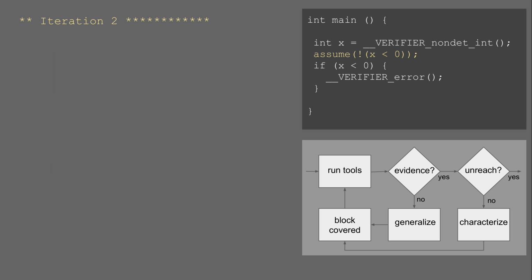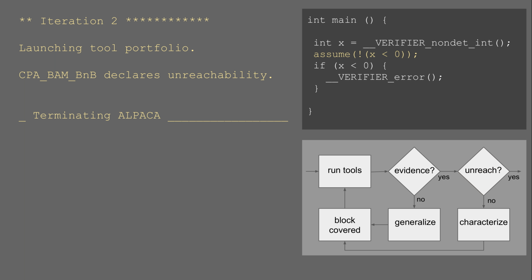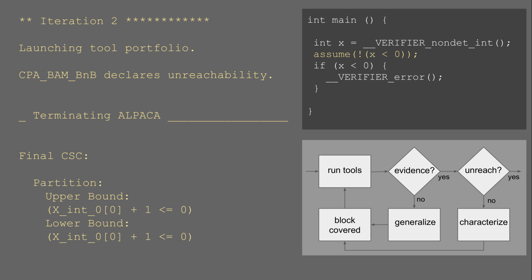On the second iteration, the tool portfolio is launched on the instrumented program. This time, there is evidence of unreachability. Now that all the state space has been accounted for, ALPACA terminates and reports the comprehensive state characterization. In this example, the characterization exactly describes the input space leading to the error statement. More complex cases are dealt with in the technical paper.